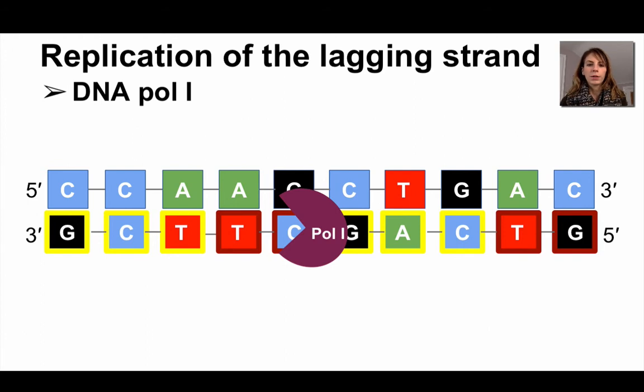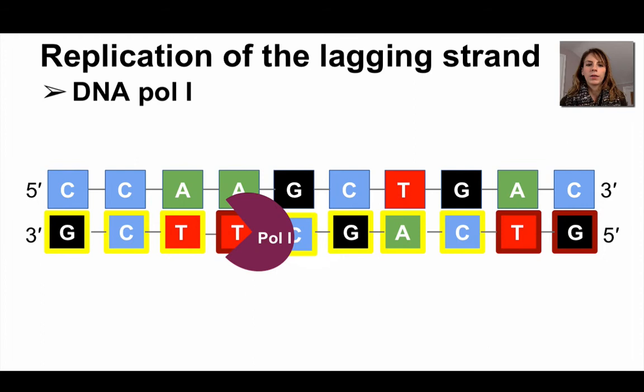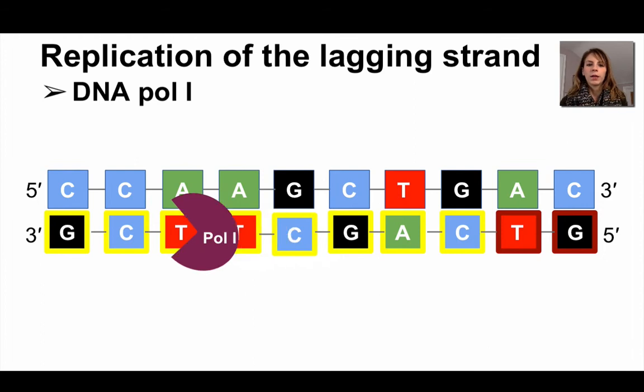So this polymerase is similar to polymerase III, but it has a slightly different role, right? Because it's removing this primer and replacing it with DNA. So it actually is a separate enzyme. It's called DNA polymerase I, and kind of like Pac-Man, right? It's chewing up the primer and it's replacing it with DNA nucleotides.